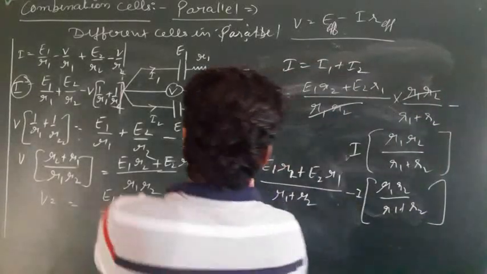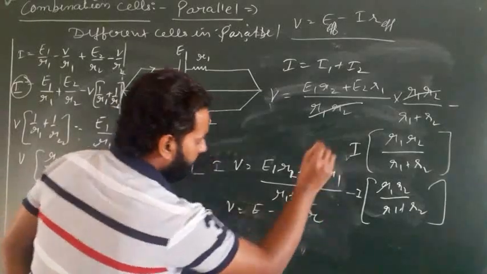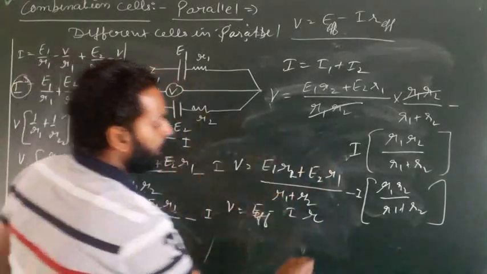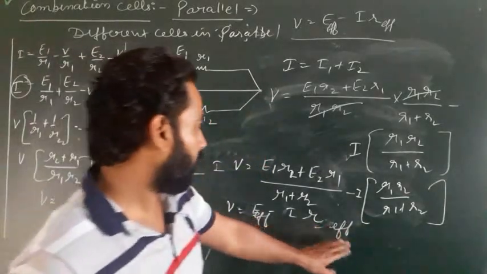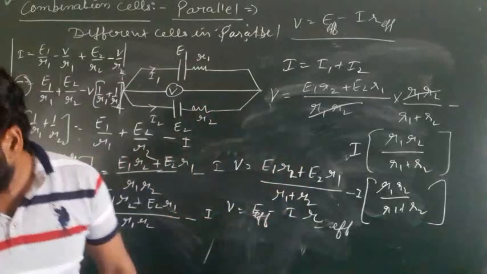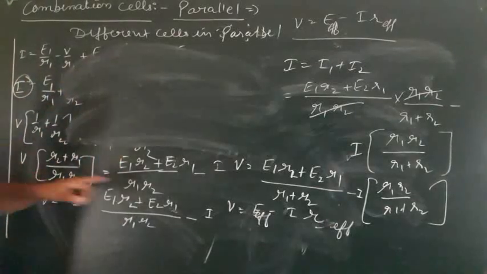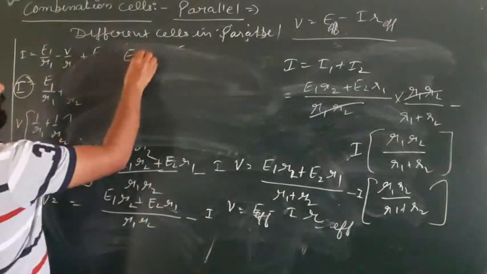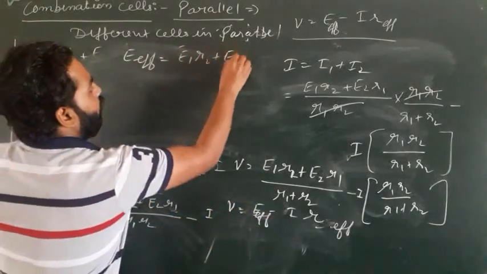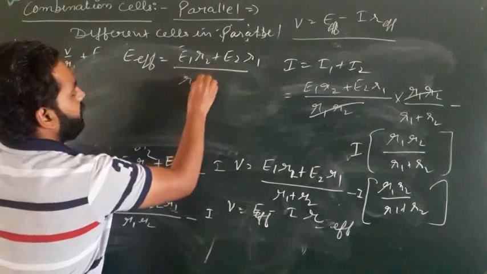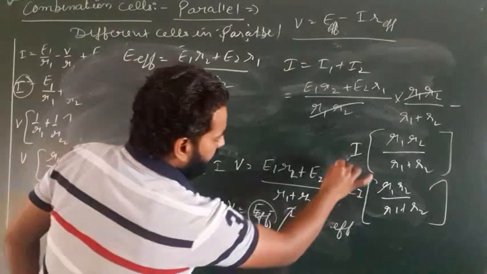Now compare this equation with the standard equation. The standard equation is V equals E minus IR. So this is effective E and this R is effective R, meaning net E and net R. While comparing these equations, what is the value of E effective? The E effective comes out to be (E1 R2 plus E2 R1) divided by (R1 plus R2). Compare this with this, and now I cancels with I.